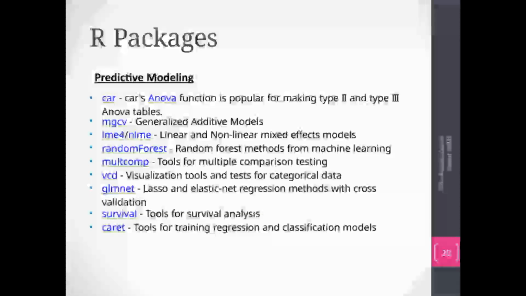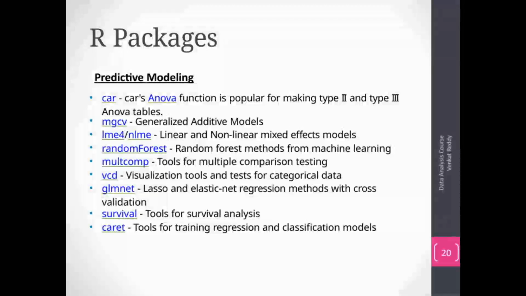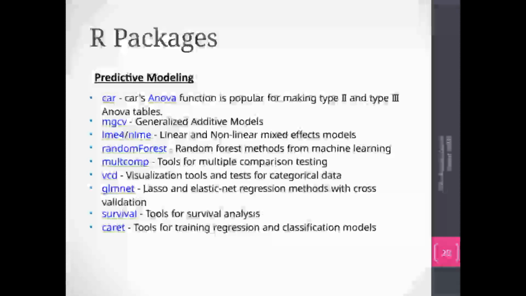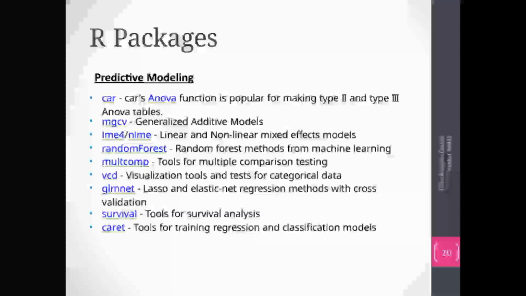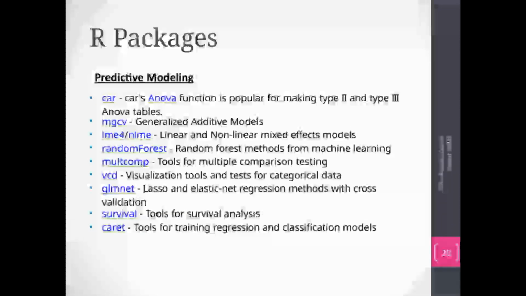The randomForest package brings in machine learning techniques, specifically random forest methods, that excel in classification and regression tasks by combining multiple decision trees for better accuracy. The multcomp package provides tools for multiple comparison testing, which is crucial when we want to compare several groups simultaneously and control for false positives. For categorical data visualization and testing, vcd is very useful.